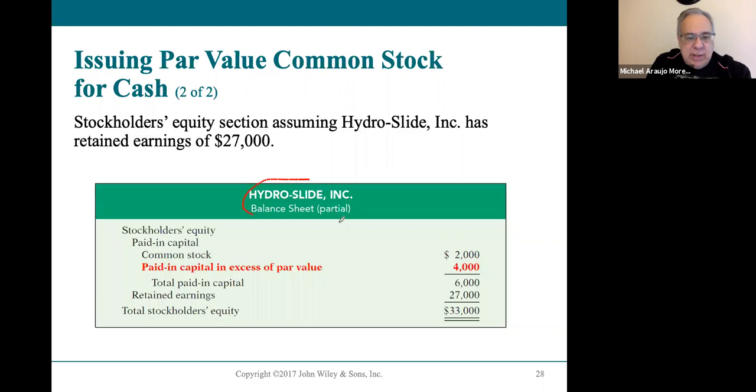So how it looks on their balance sheet for what just happened: they had paid-in capital, so common stock is at par value. And then they have the paid-in capital in excess of par. That's just something you're going to see on every balance sheet for a corporation. And of course, retained earnings will be separate. Paid-in capital is always the first section. Retained earnings is always the last section here.